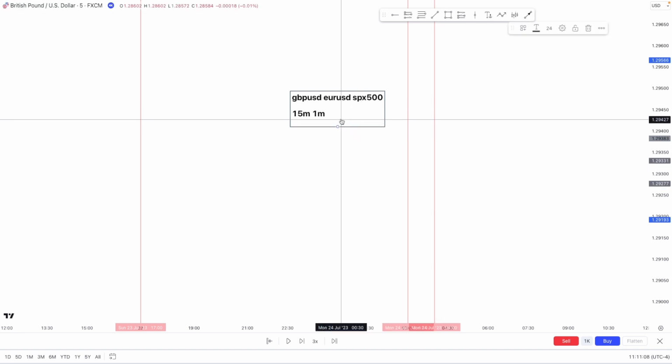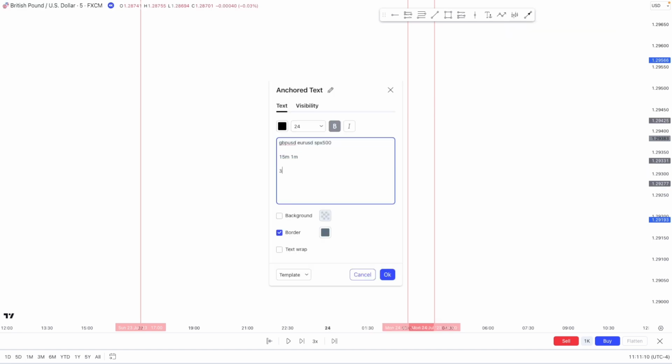So yeah, you're going to trade this from 3 a.m. to 4 a.m. New York time, or you're going to trade it from 8 a.m. to 9 a.m. UK time. Okay, it's very easy, very straightforward.